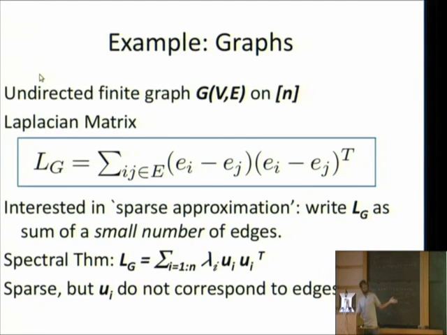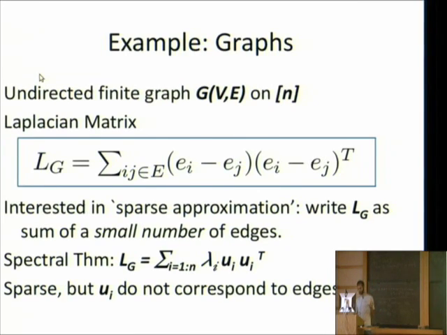Well, now it becomes clear why the spectral theorem is sort of useless, because this will allow me to write L_G as a sum of n terms, but these terms have nothing to do with edges. These eigenvectors u_i are not these directions e_i minus e_j.